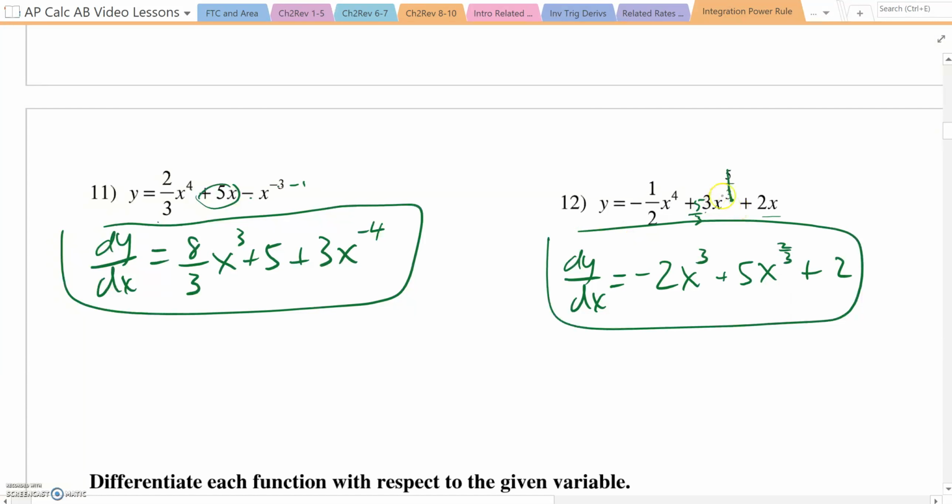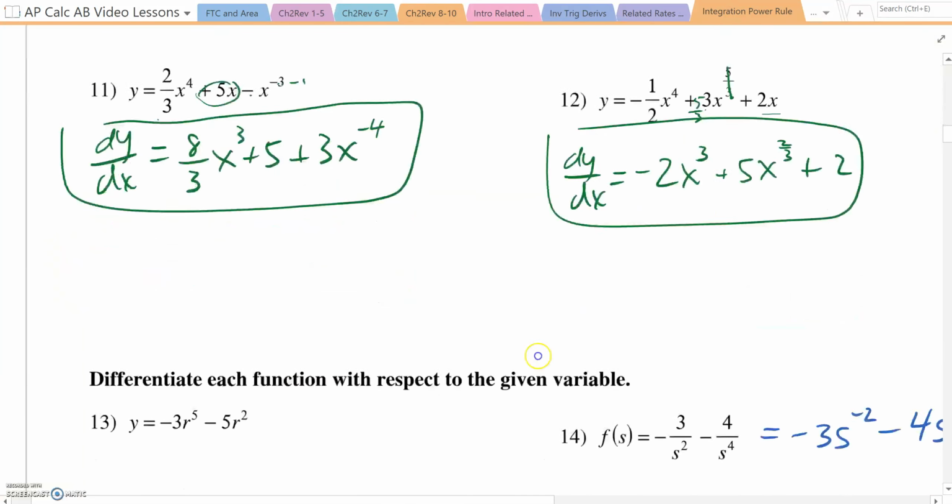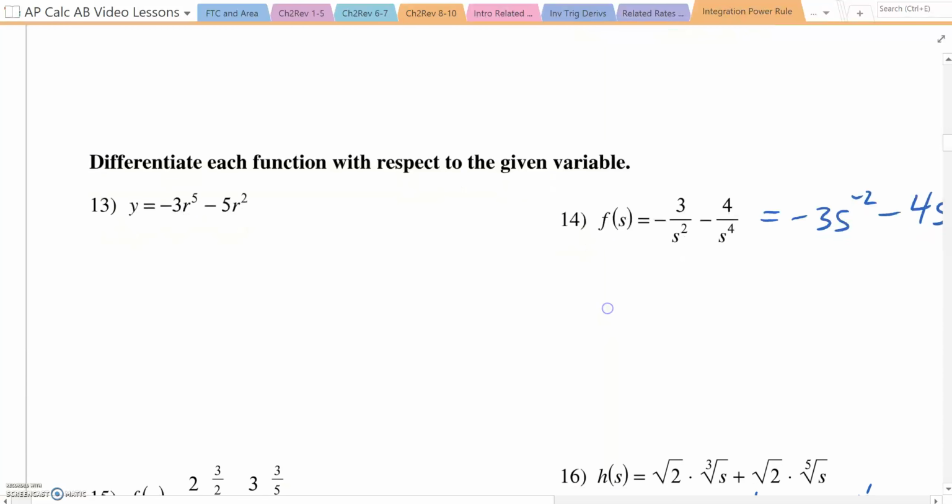All right, just double checking here. 5/3. Good. All right, getting down to the end here. So differentiate each function with respect to the given variable. So now we have y is a function of r, and here f is a function of s. So we can say y prime of r, or you can say dy dr. They're both the same thing. And then everything else goes as usual.